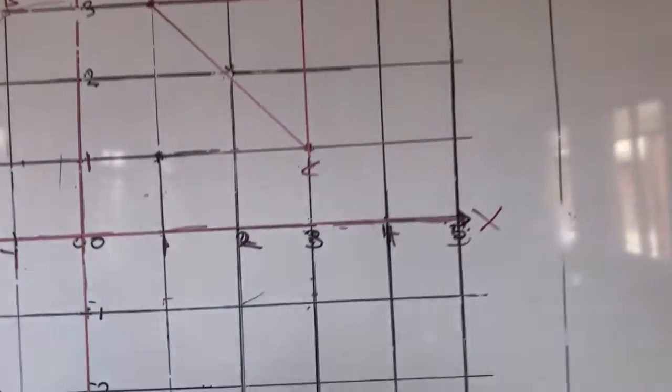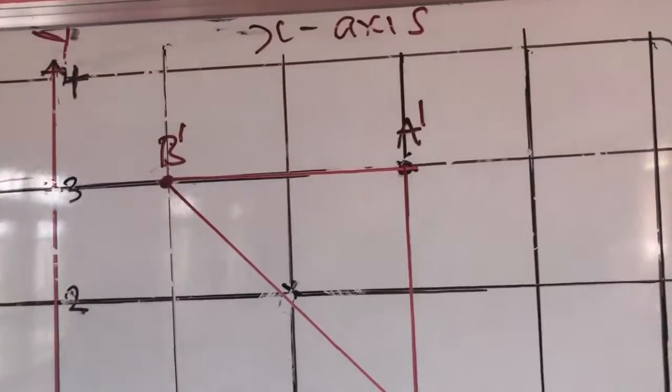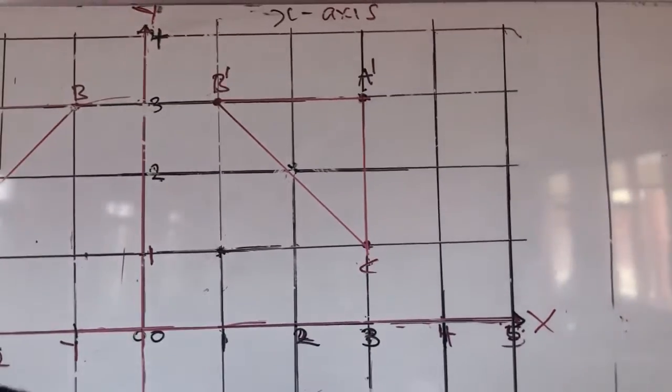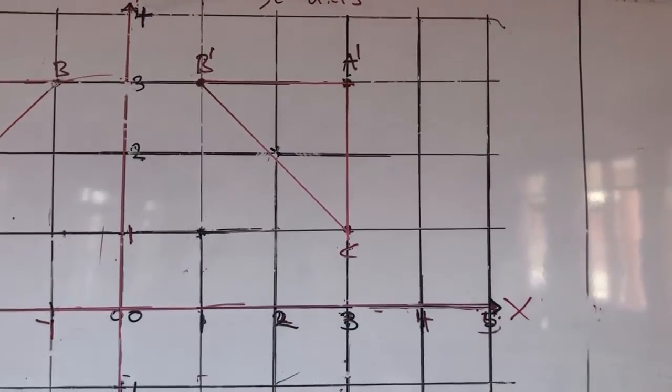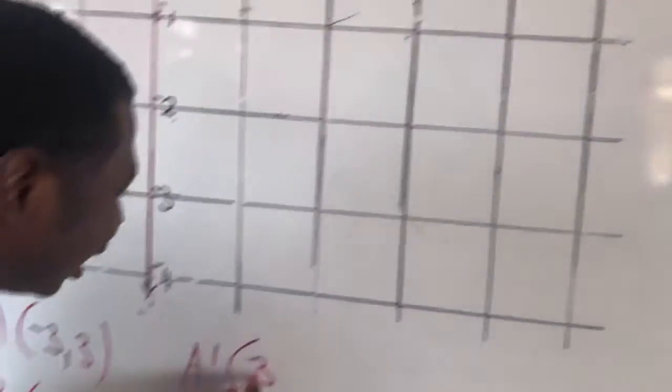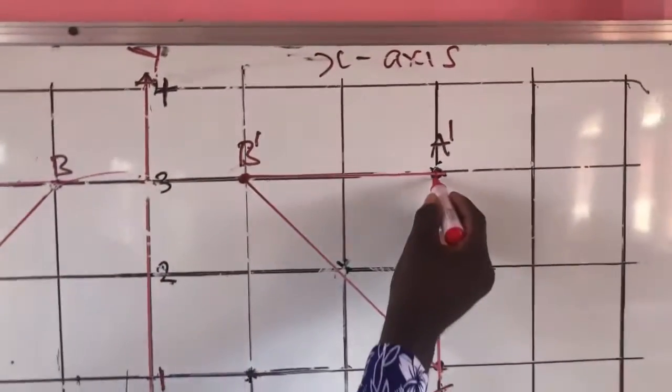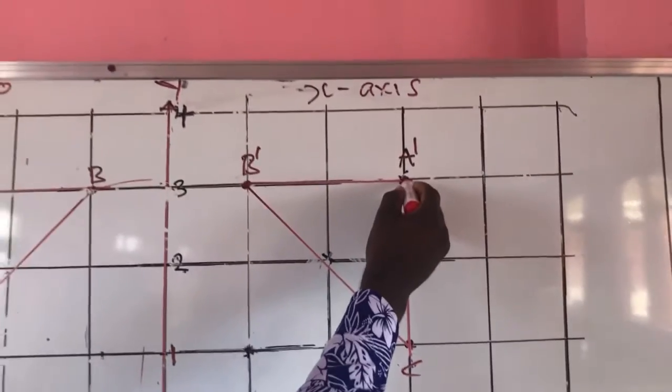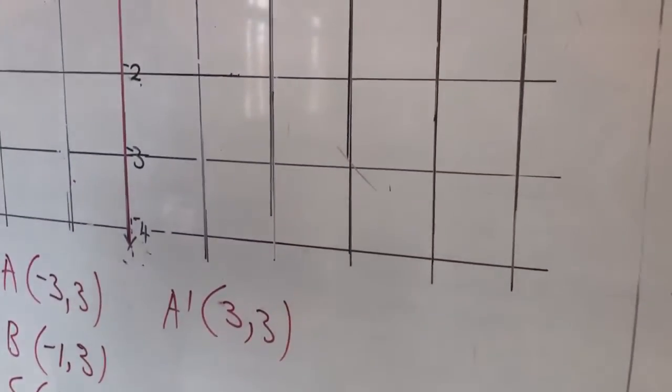So A1. Can you write the coordinate? Yes, you see, it's positive 3 on the x-axis. And then positive 3 on the y-axis. Look at the point. Have you seen that? Yes.